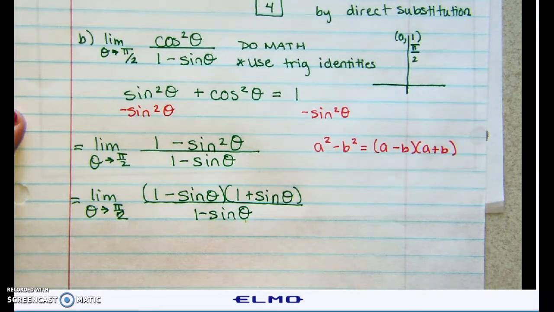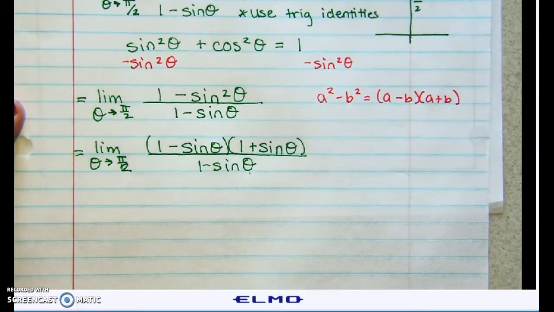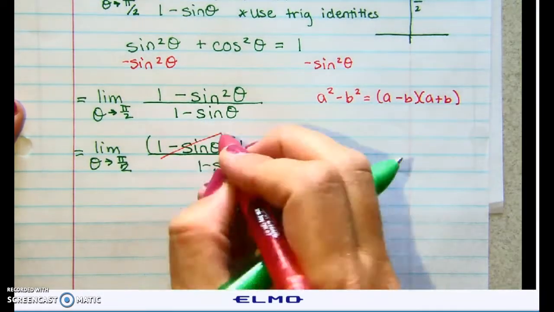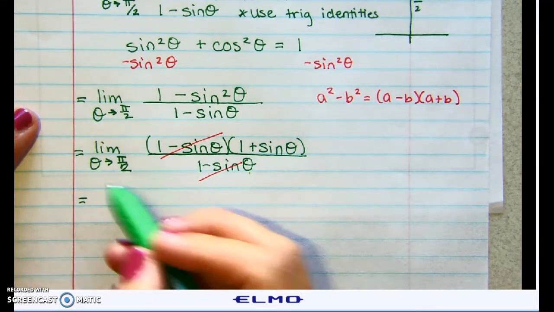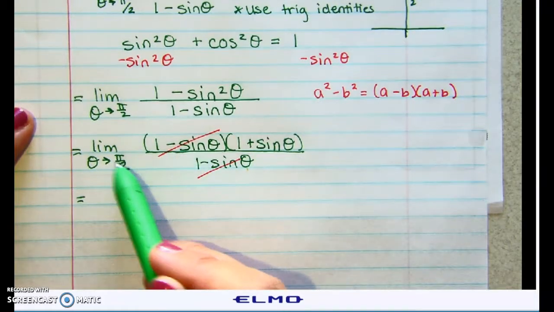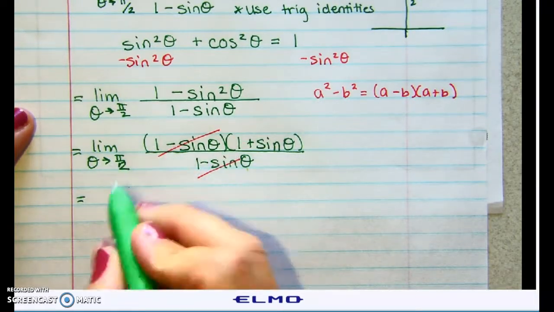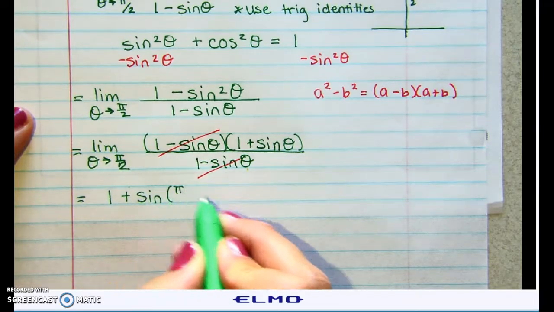Here we go. We factored. Fantastic. And what do you notice? What happens? Common factor, 1 minus sine, 1 minus sine. Now can we plug in pi over 2? Yes, we can. So once you plug it in, you don't have to write limit anymore. So we have 1 plus the sine of pi over 2.